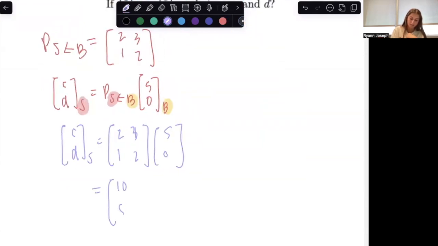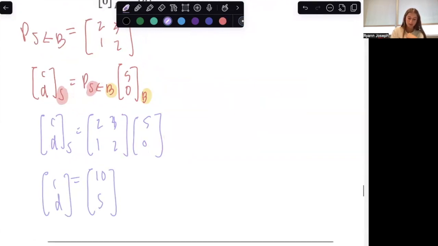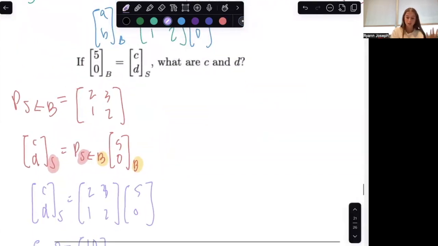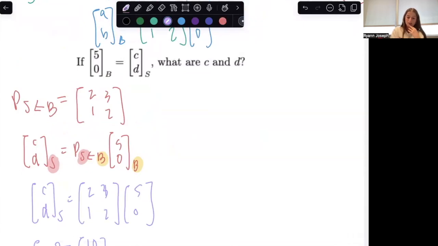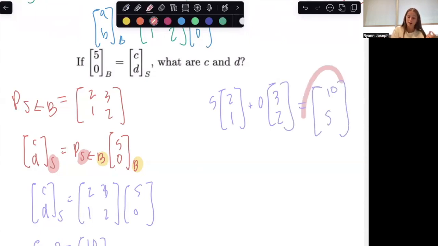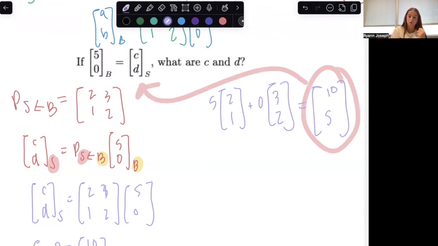So CD S is equal to 2, 3, 1, 2 times 5, 0, which ends up being 10, 5. So C is 10 and D is 5. So think about it the same logically. That means that I have some vector that I linearly combine my basis elements with for B using 5 times the first basis element plus 0 times the second basis element. And that also gives me 10, 5, because here we're talking about with respect to the standard basis. So this is going to be what it is with respect to the standard basis, because this computation is just giving it to me assuming the standard basis as the coordinates.